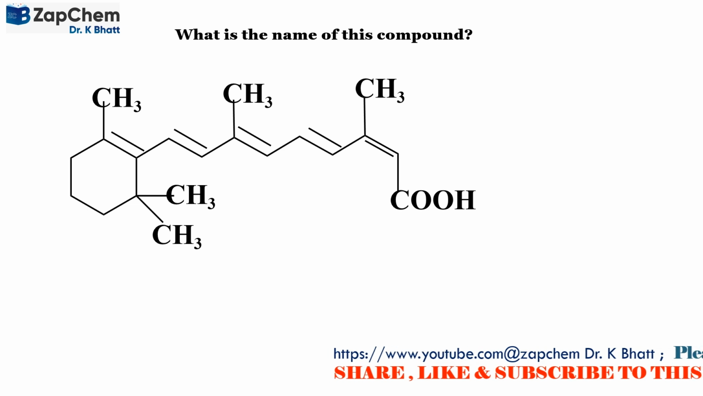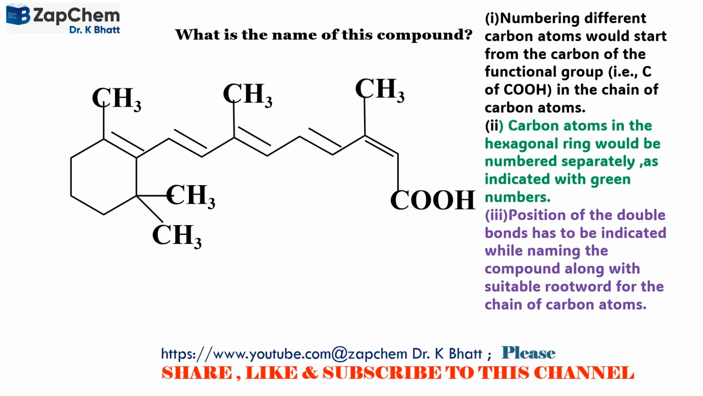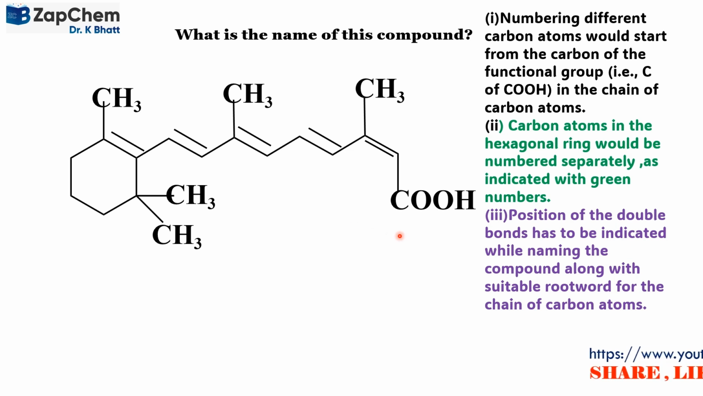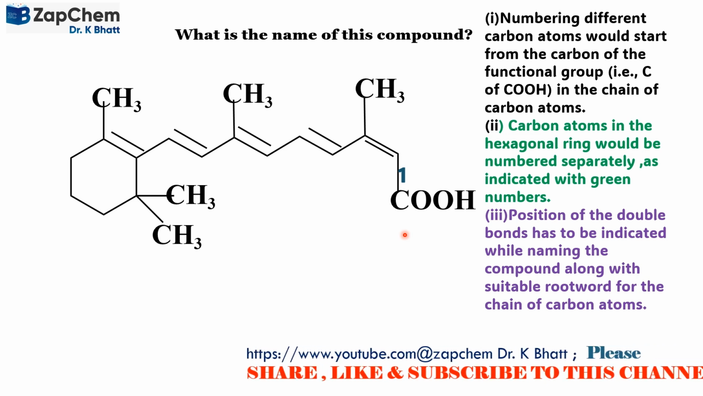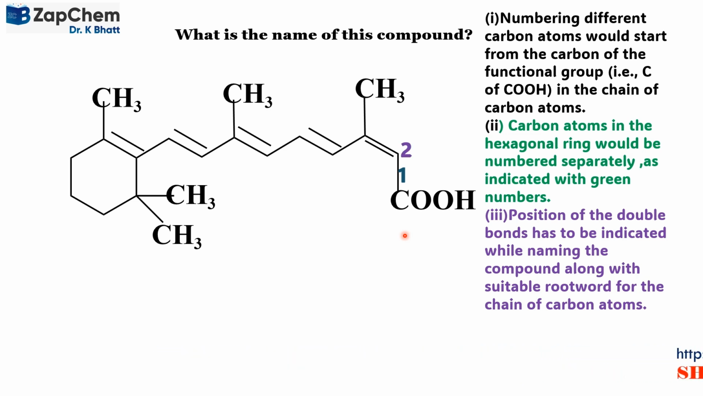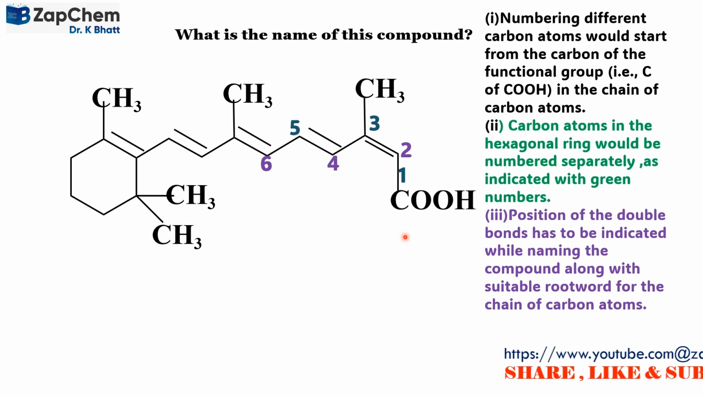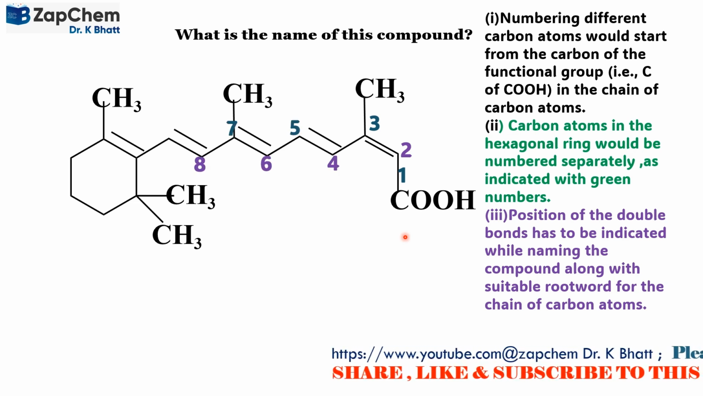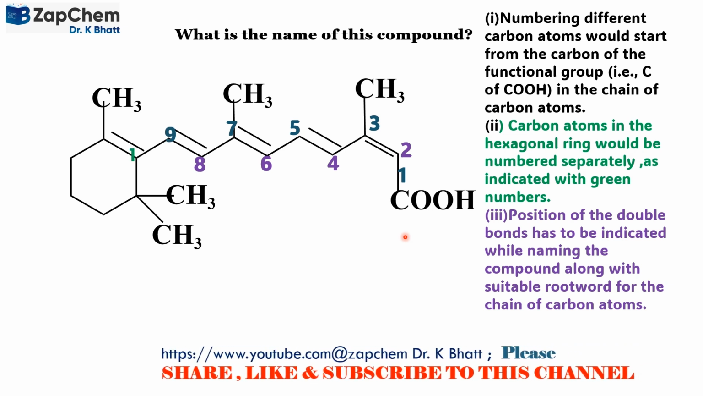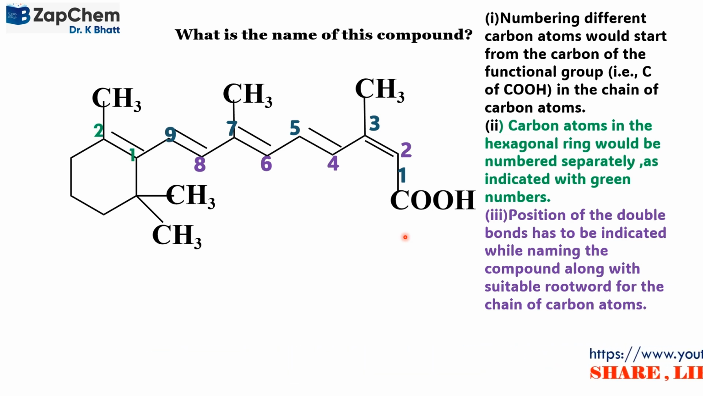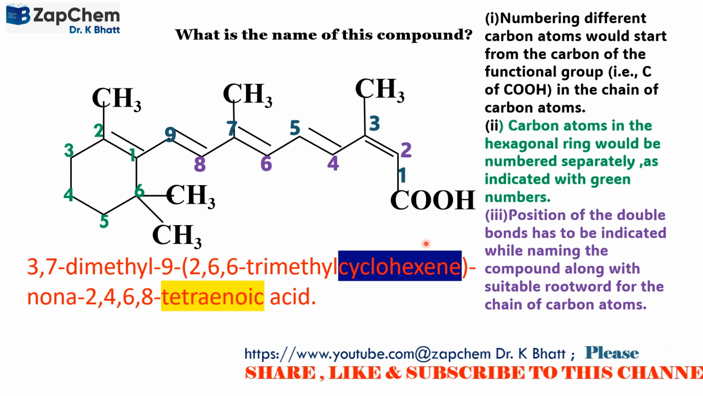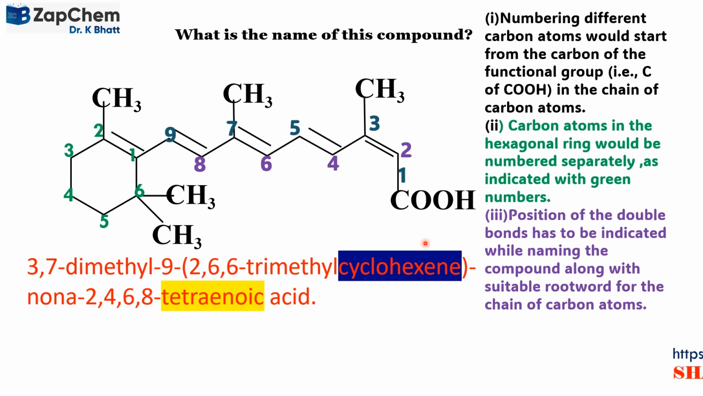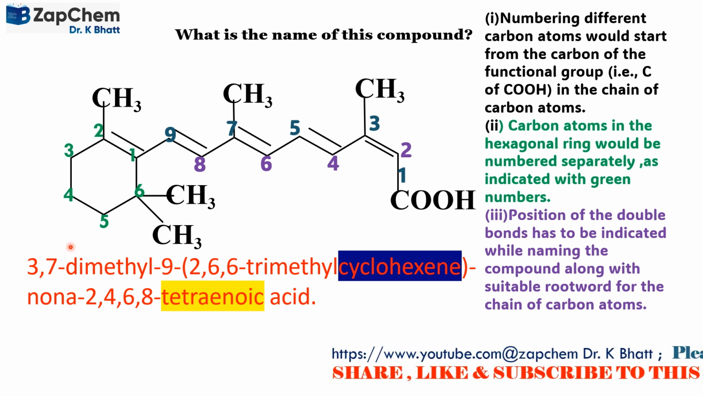If we start numbering, we shall number the carbon of the carboxylic acid group as number 1, and then proceed to number the different carbon atoms present over here. Accordingly, if you number, we find that there are 9 carbon atoms. And then we have to number the carbon atoms of the cyclohexane ring separately. Of course, there would be 6 only. And accordingly, now it is possible to name the structure.